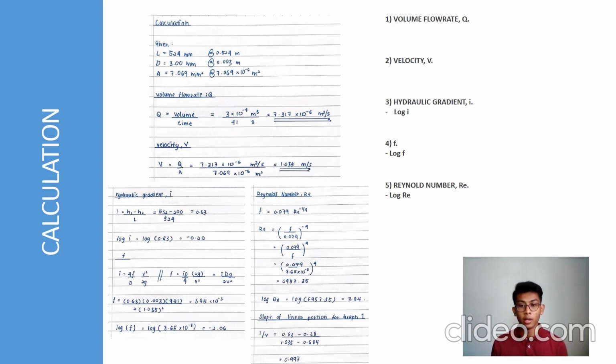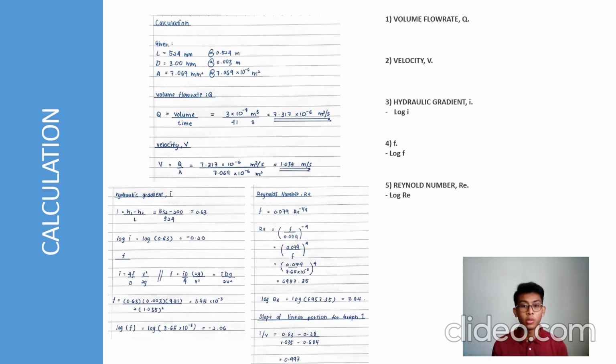And then the hydraulic gradient, I equals H1 minus H2 over L. H1 and H2 are the data that we recorded during the experiment, so we just use the recorded data, H1 minus H2 over L. L is given initially, L is 524 millimeters. Then for log of I, just insert the value of I that we get from above, and we'll get the value of log I.